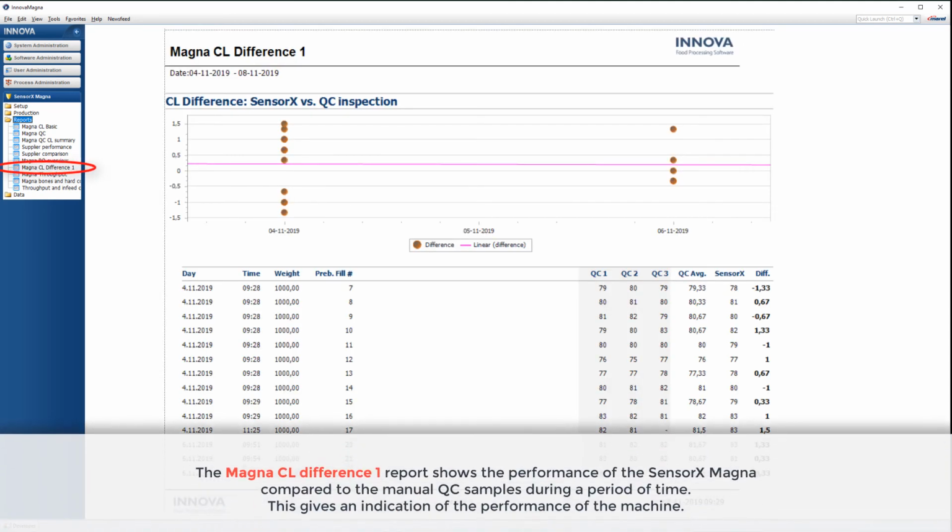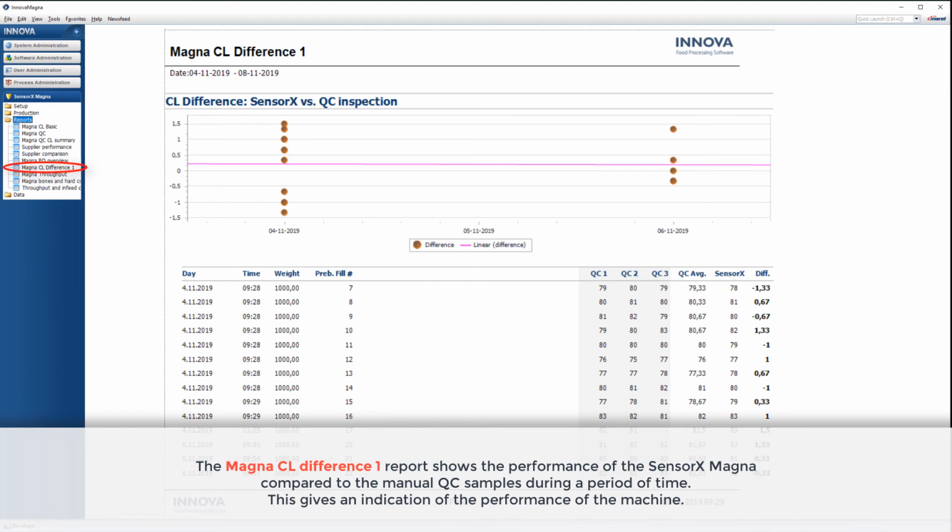The Magna CL Difference 1 report shows the performance of the SensorX Magna compared to the manual QC samples during a period of time. This gives an indication of the performance of the machine.